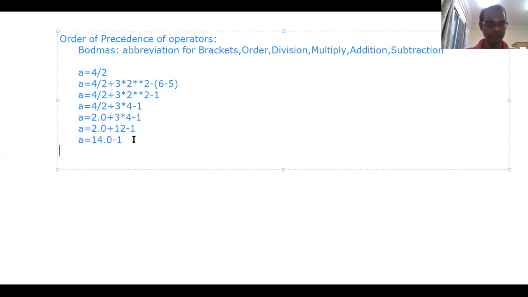We should go for A. A equal to 13.0. This is the correct way of simplifying one expression which contains more than one operator.